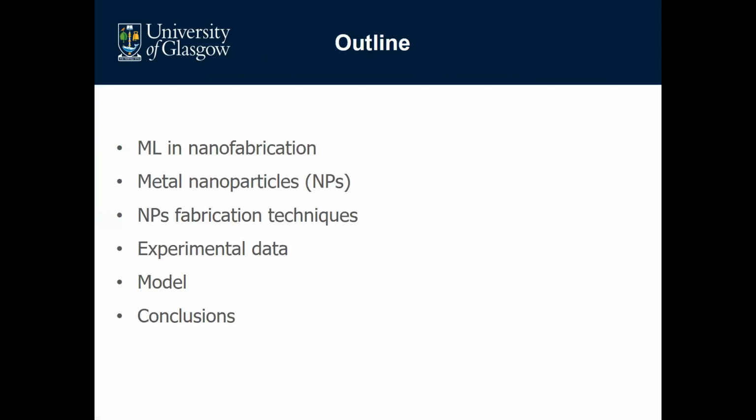This slide gives an outline of the presentation, where I start with a general introduction of machine learning and its utility in nanofabrication. And then I'll be briefly highlighting the significance of metal nanoparticles, especially in the context of fabricating flexible sensors, as well as using them for applications in flexible electronics. Then I'll be briefly discussing the various fabrication techniques which have been used in the literature for the fabrication of metal nanoparticles.